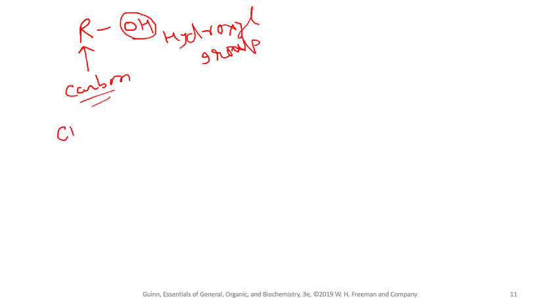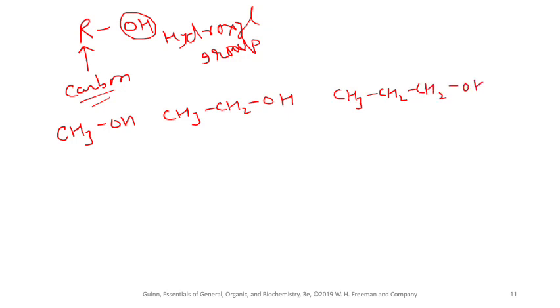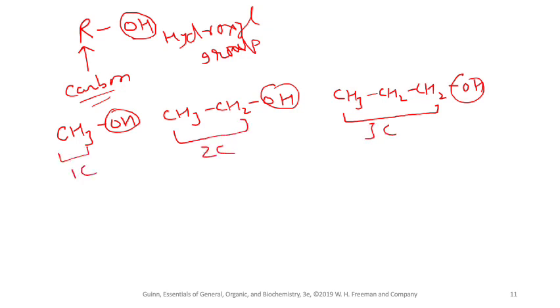So for example, we can have CH3OH, we can have CH3CH2OH, or we can have CH3CH2CH2OH. So this group remains the same, but what's happening over here is the number of carbon is increasing, right? You have 1 carbon, you have 2 carbon, you have 3 carbon. So the properties of all these 3 organic compounds with a functional group of OH, or any functional group, do not depend on these carbons.